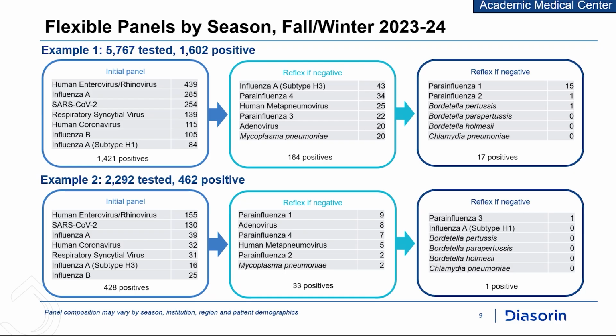In our first example of 5,767 patients tested, 1,602 had a positive result. Using a prevalence-based testing model, 1,421 of those positives would have been captured in the initial panel of the top 7 most prevalent targets, with just 181 needing a subsequent test. Similarly, at the second institution, out of 2,292 tested patients and 462 positives, 428 of those were captured in the first panel, leaving only 34 patients who would have needed additional results unmasked.